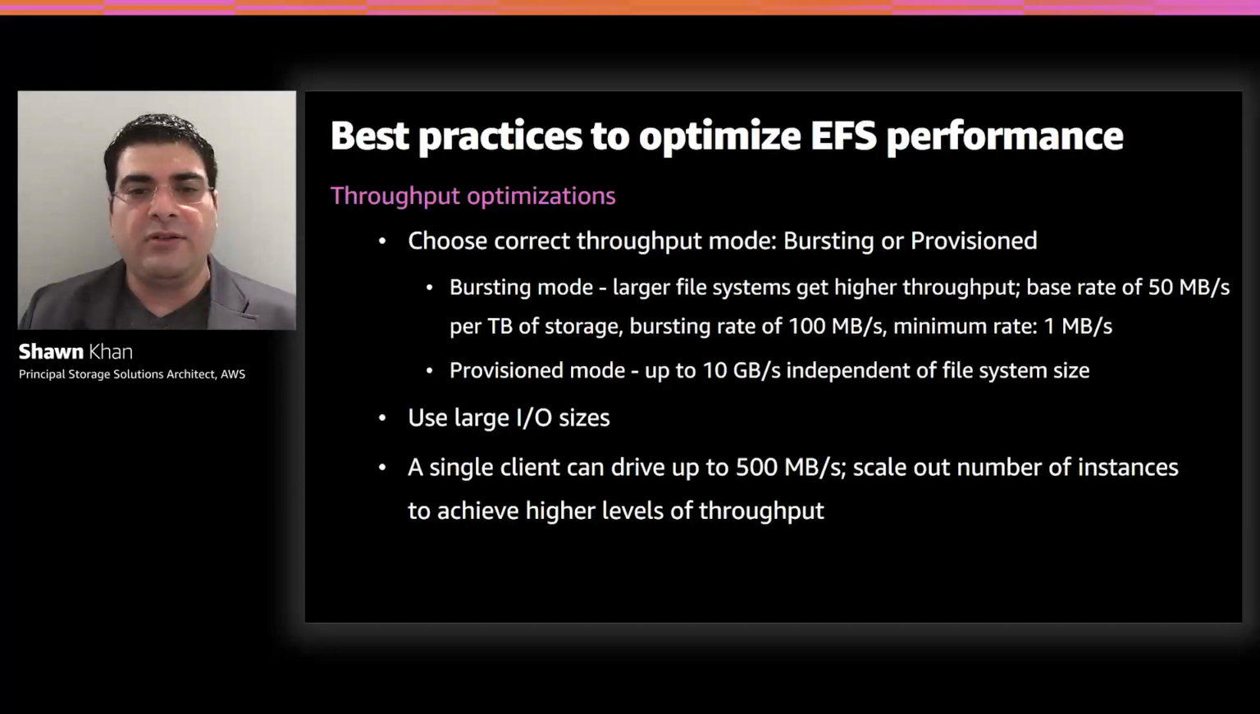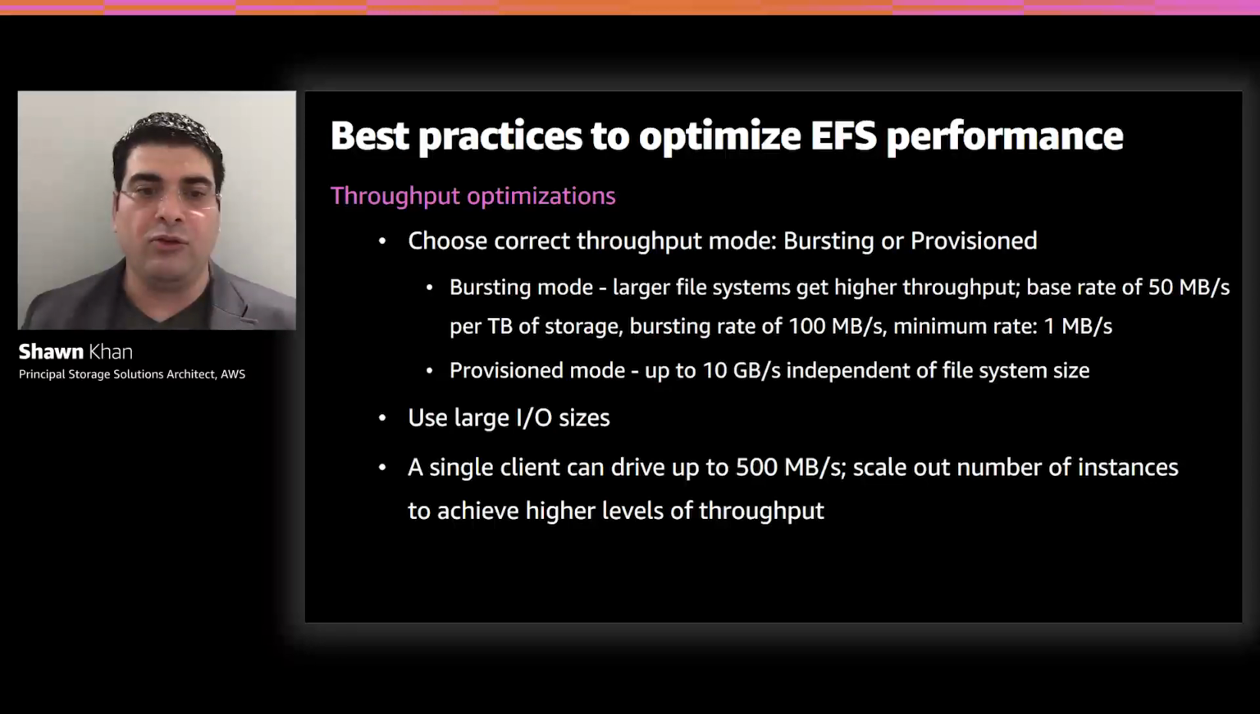So for throughput optimization, as I mentioned earlier, it's important to know when to use which throughput type. Typically burst mode is used for large file systems to get higher throughput. In burst mode, for example, the base rate would be about 50 megabytes per second per terabyte of storage, and the bursting rate would be 100 megabytes per second, with a minimum rate of about 1 megabyte per second. And for provisioned throughput, you could go up to tens of gigabytes independent of the file system size.